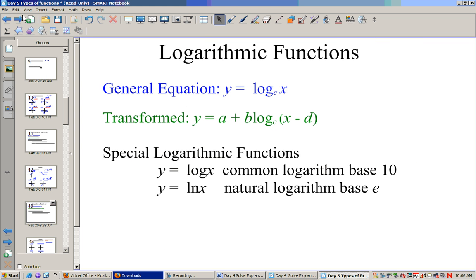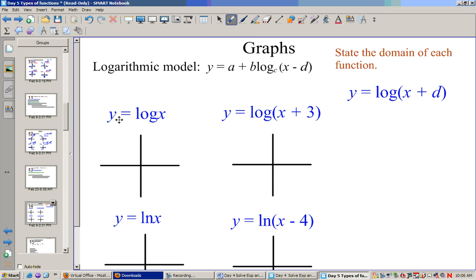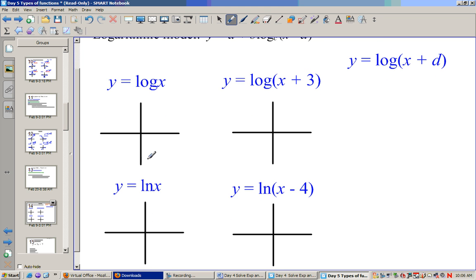Now we move on to logarithmic functions. The general equation is y equals log base c of x. We can transform it, move it up, down, stretch it, move it to the left and to the right. And our special ones are natural log and log base 10. We've already gone through this, so this should be review. Log of x is going to be like this. Natural log of x is a little bit more growth. X plus 4, we'll move it to the right 4. Now pretend like this is our x-axis, and so it'll cross through 5. X plus 3, we'll move it to the left 3. And then it'll go through negative 2.